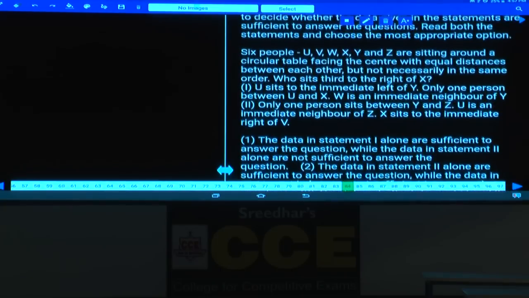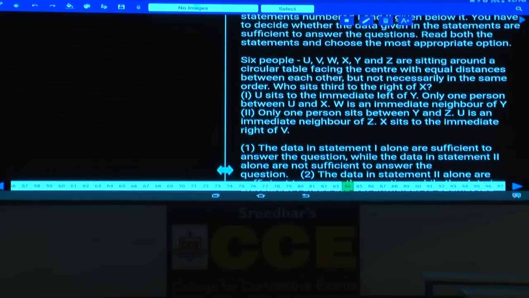Now in this question 84, 6 people, U, V, W, X, Y and Z, are seated around a circular table facing the center with equal distance between each other, but not necessarily in the same order. Then who sits to the right of X? Among these 6 persons, the third person is the one opposite. The question is about who is the person opposite to X.